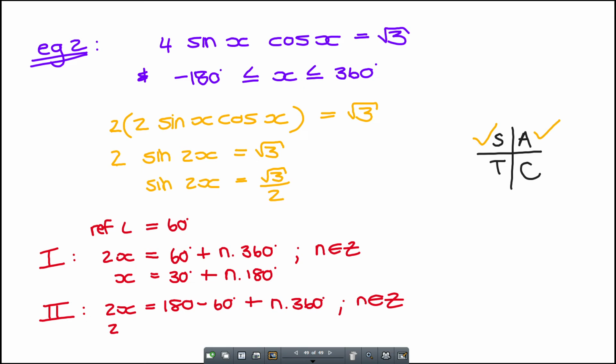So in other words, 2x is equal to 120 plus n times 360. Now I still got to get rid of that 2 in front. So I'm going to divide everything by 2. So x is equal to 60 plus n times 180.